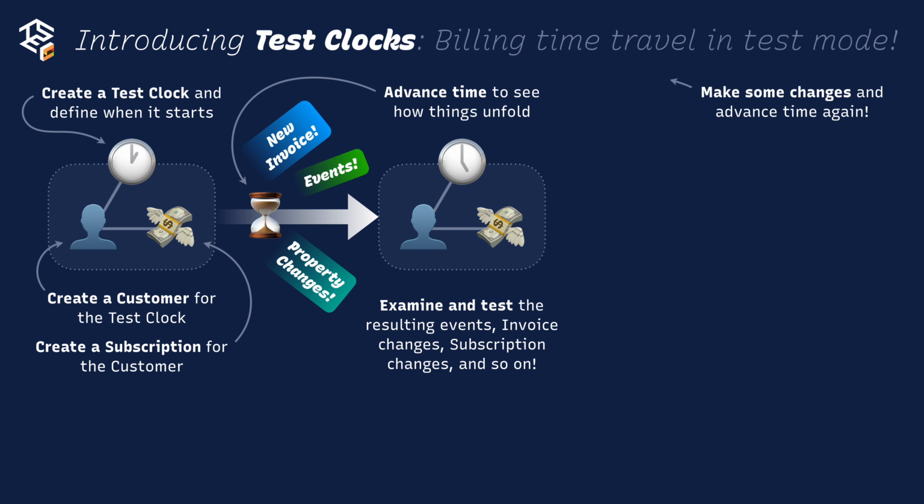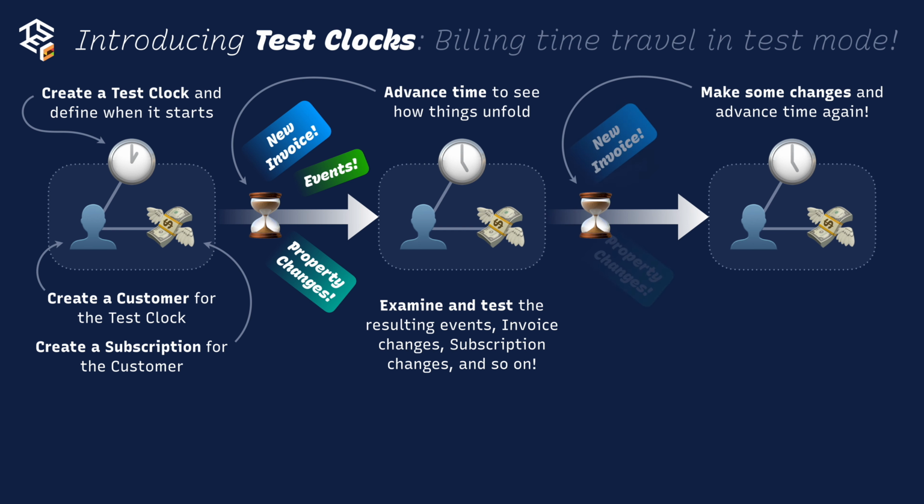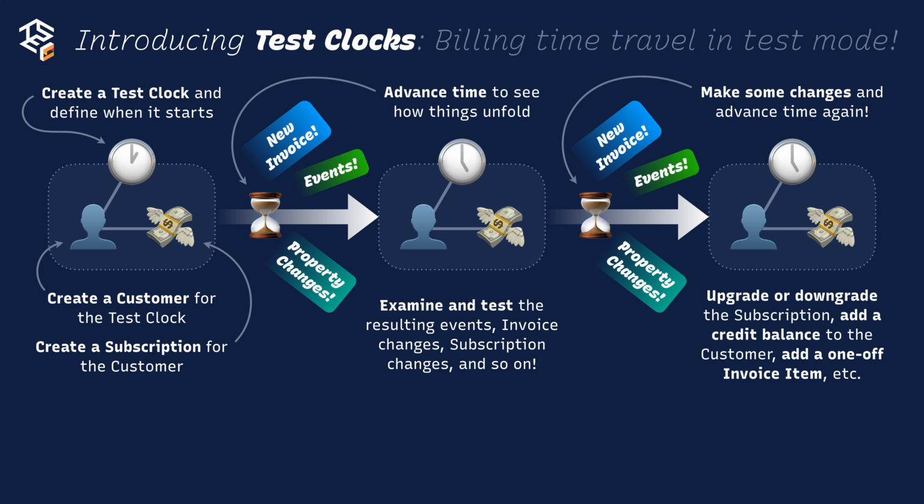At any point, you can make changes and advance the test clock to test various scenarios. For example, you can upgrade or downgrade the subscription, add a credit balance to the customer, add a one-off invoice item, and so on. Some things worth noting about test clocks: they only work in test mode.